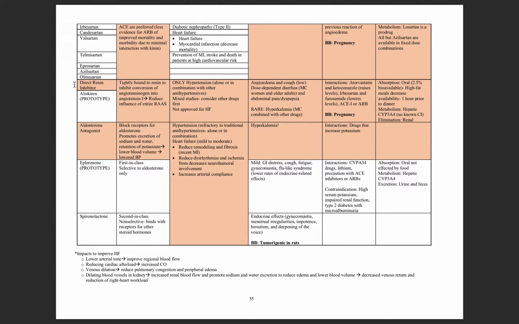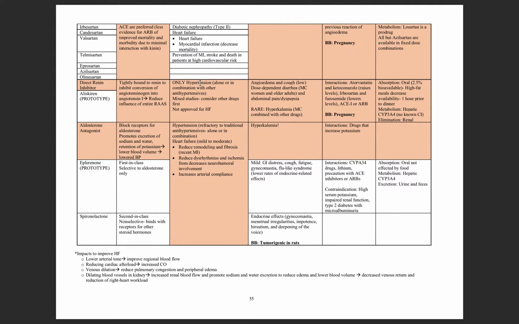Now, direct renin inhibitors aren't really used in clinic. I have not yet seen one used in cardiopulmonary family medicine. However, there's two important things I want you to remember about these. They are only approved for hypertension. They are not used for heart failure.